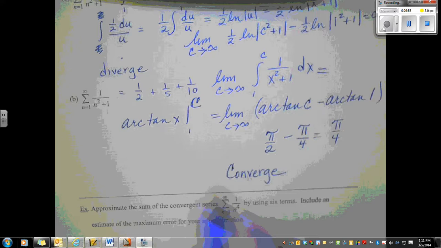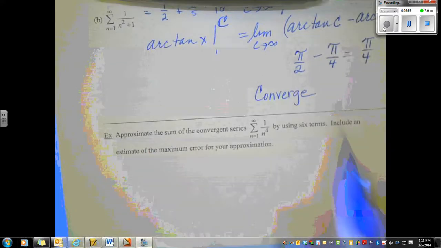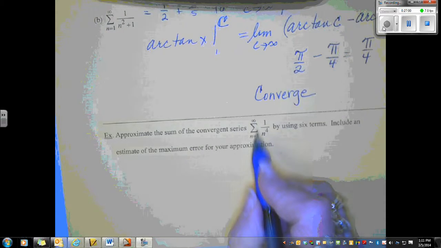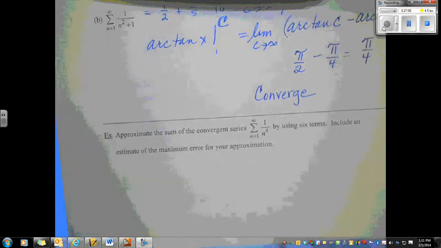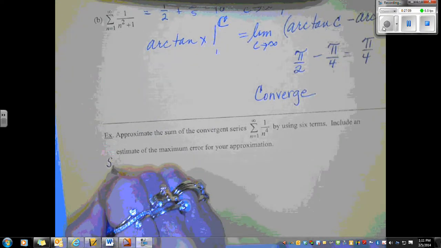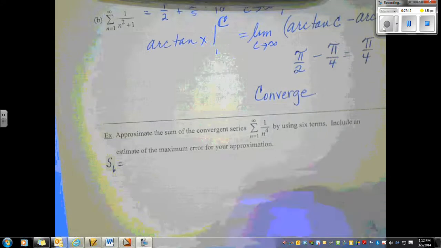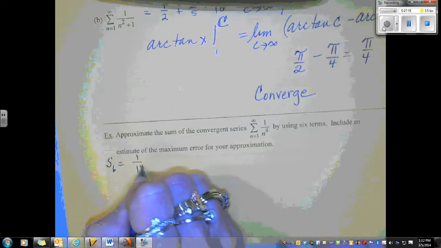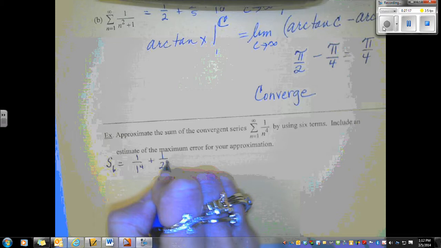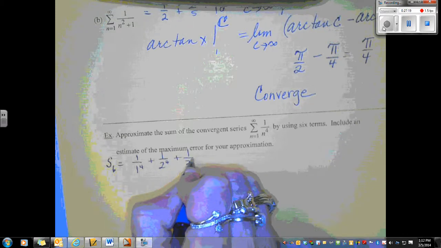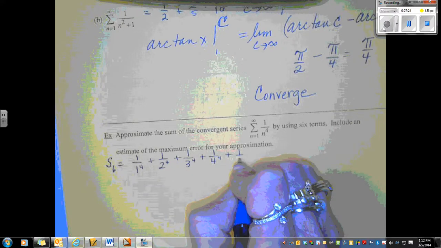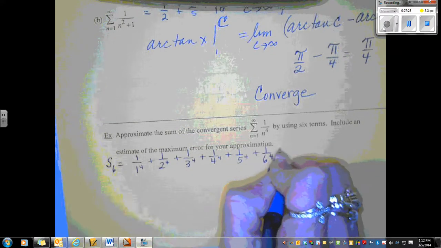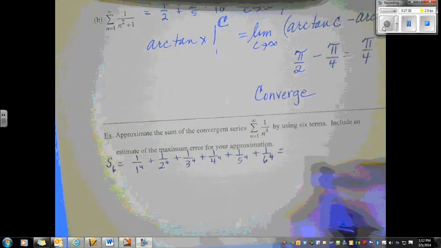Now, approximate the sum of the convergent series, n equals 1 to infinity of 1 over n to the 4th, by using 6 terms. I could do it. S sub 6 equals, I'm going to add these terms up: 1 over 1 to the 4th plus 1 over 2 to the 4th plus 1 over 3 to the 4th plus 1 over 4 to the 4th plus 1 over 5 to the 4th plus 1 over 6 to the 4th. Somebody tell me, what is that? And I want decimals. Big ones.